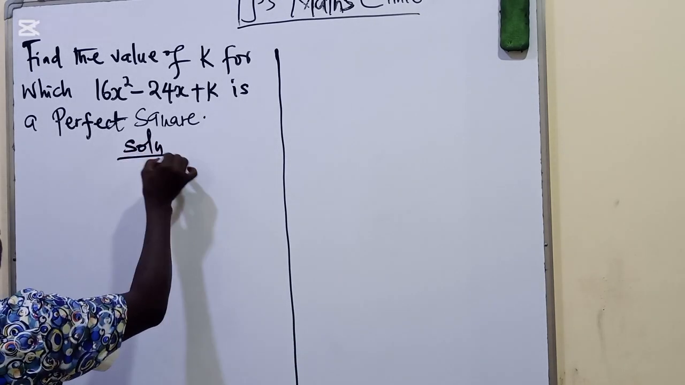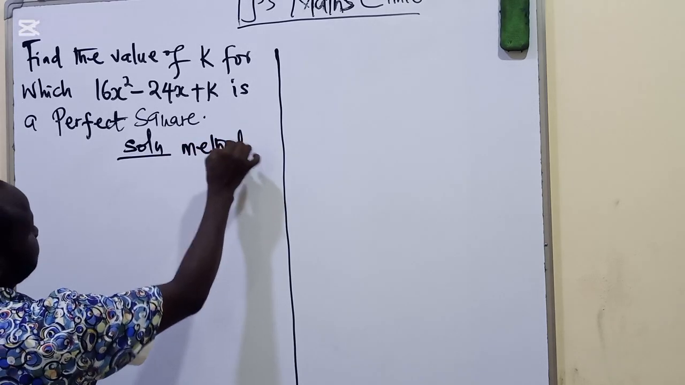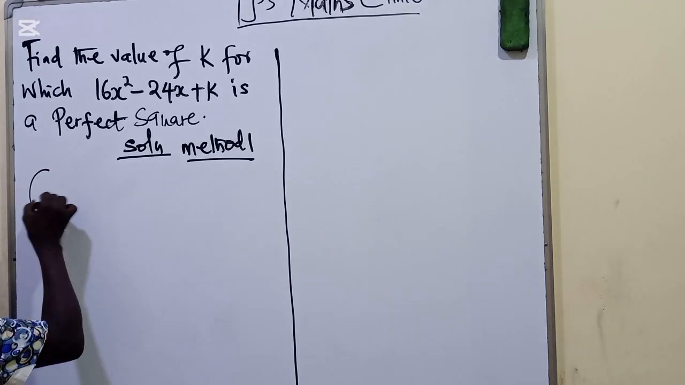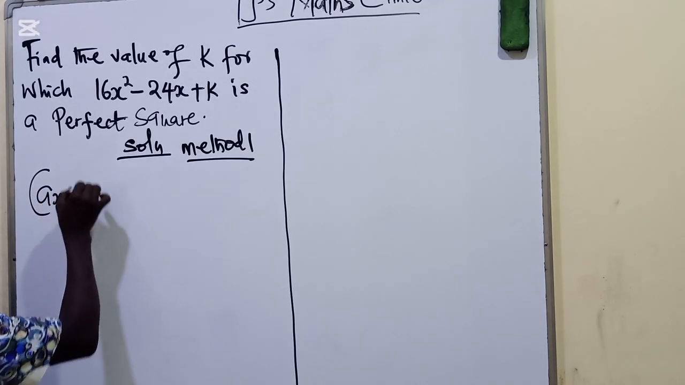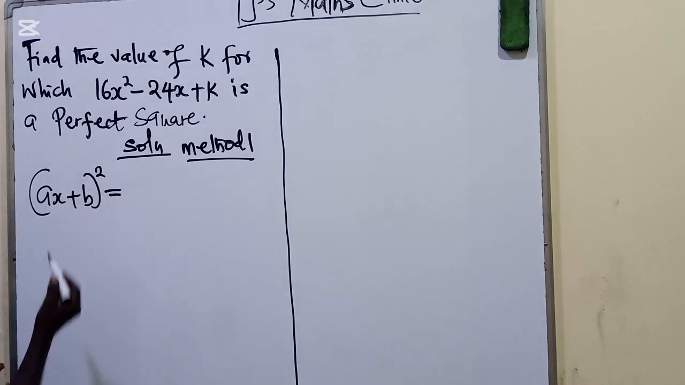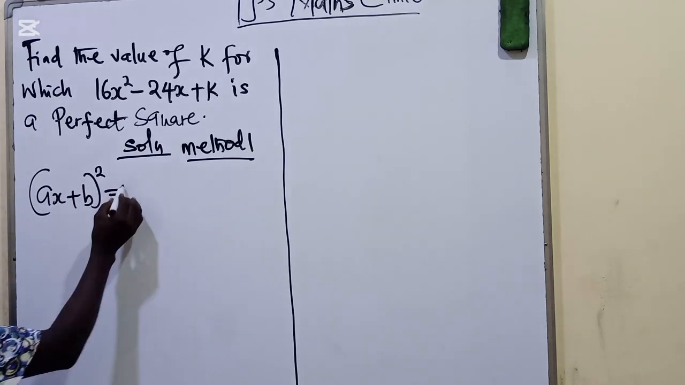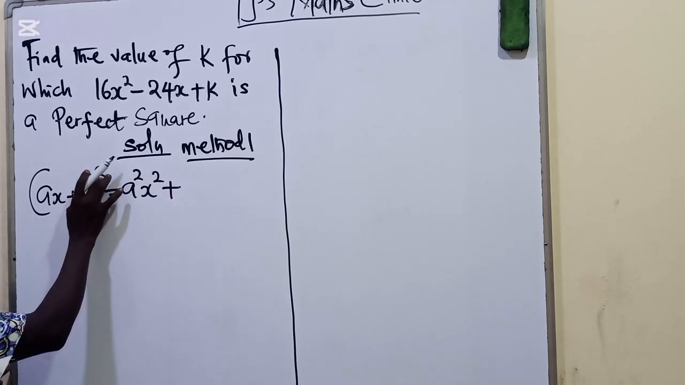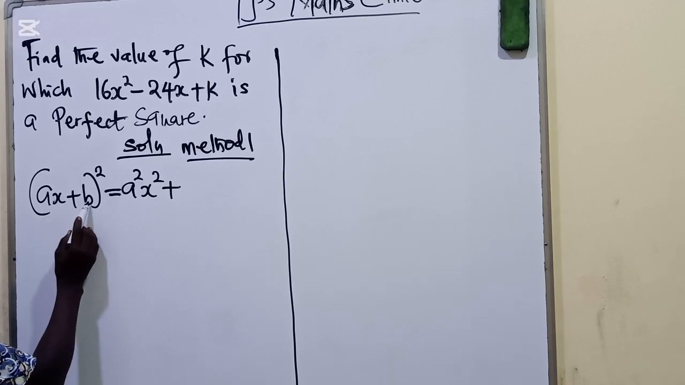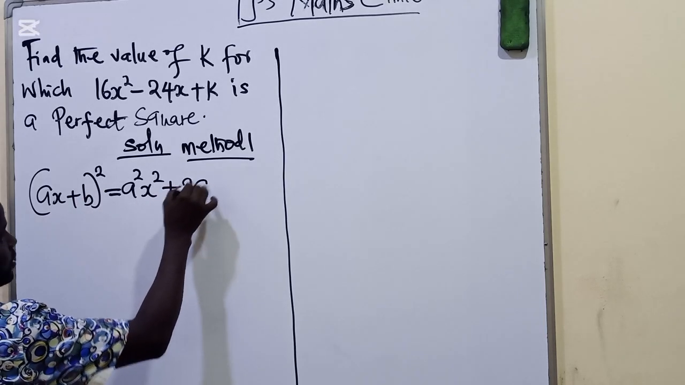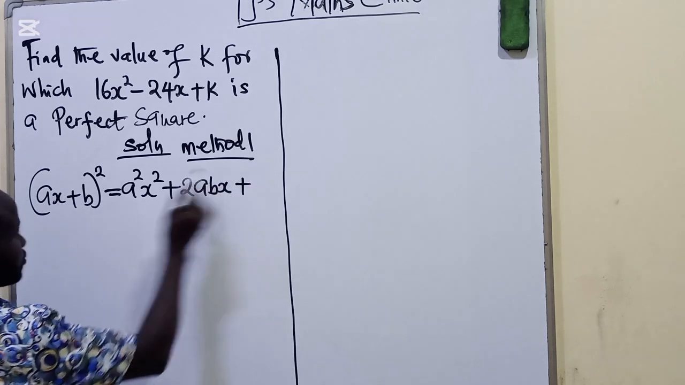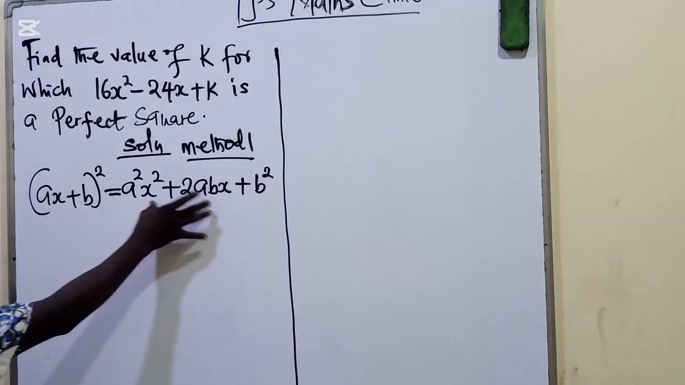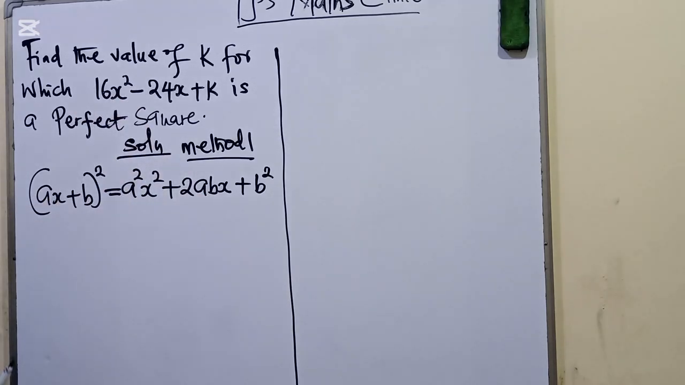We have our solution now. Then we have method 1. Any perfect quadratic expression can be expressed as (ax plus b) all squared. Let's expand this. We square the first term, that will be a squared x squared, plus we multiply the two terms by 2, that will be a times x times b times 2, that will be 2abx, plus we square the second term, that will be b squared. This will be the expansion. Then the next thing for us to do is to relate this to the given perfect quadratic expression.